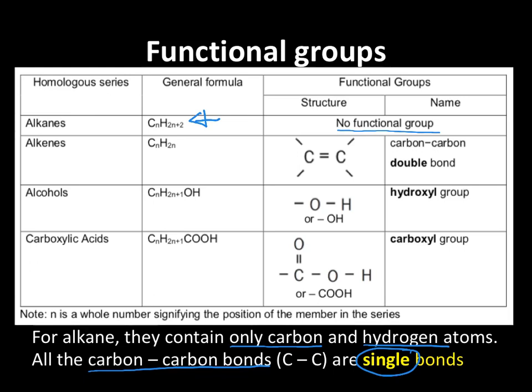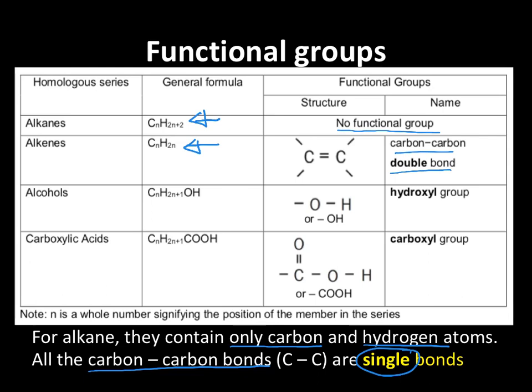Okay? Now, alkene is another family. General formula CnH2n. n is also a whole number signifying the position of the member in the series. And for alkenes, there will always be this group of atoms, the carbon-carbon double bond, present. Okay, so in alkenes, there will always be a carbon-carbon double bond.